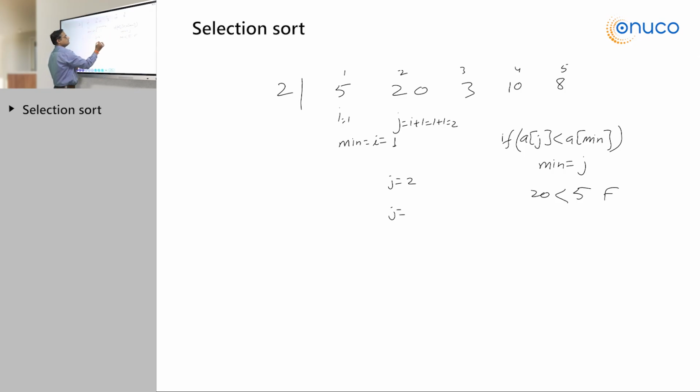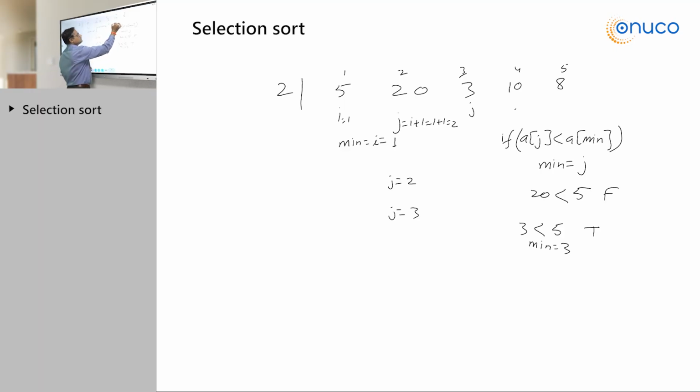Now again you go for j equal to 3, the pointer increases. J is here now. If j increases, what will happen? Again we will write a of j, which is nothing but 3, lesser than a of min, a of 1. What is the value of a of 1? It is 5. Is 3 lesser than 5? Yes, the condition is true. In that case, we write min equal to what? j. And what is the value of j? j is 3. So min is 3 now. Min was 1, now min got updated, min is 3.